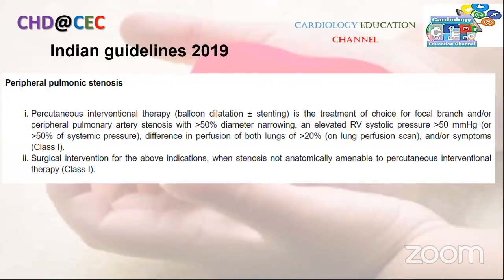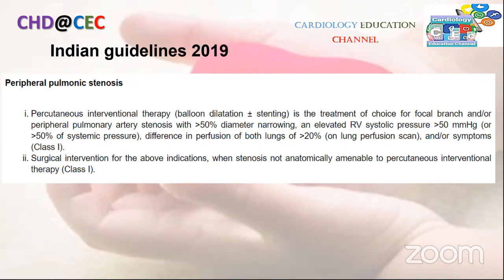So to conclude, for the management of supravalvular pulmonary stenosis, especially peripheral pulmonic stenosis, the Indian guidelines mention that percutaneous interventional therapy, balloon dilatation plus or minus stenting, is the treatment of choice for focal branch or peripheral pulmonary artery stenosis. The indication is more than 50% diameter narrowing and elevated RV systolic pressure.